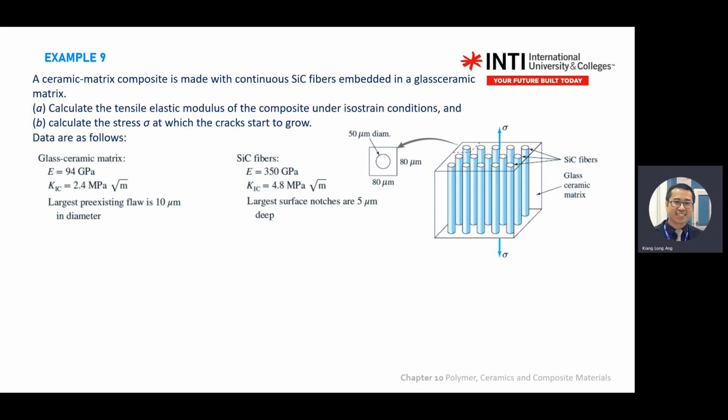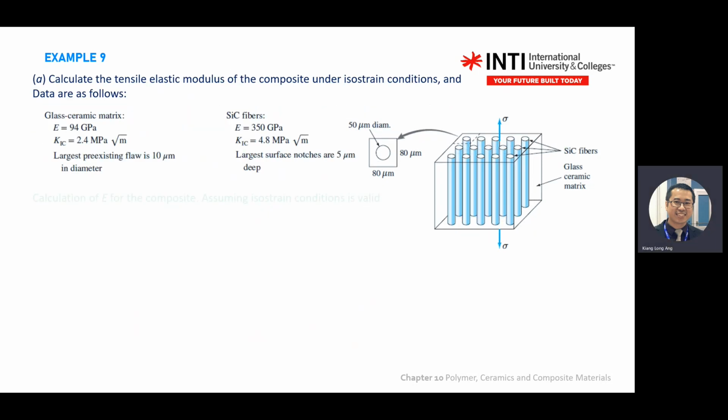So crack starts to grow, you need to use a KIC value already. KIC value was given, or if you see the question, you start to see KIC means you need to calculate crack already, or defect already. Okay. So how do you calculate? You use the binary equation. E equal to, you have two types of material here, ceramic and SiC. So the first component is glass ceramic GC and SiC. So you have two components here.